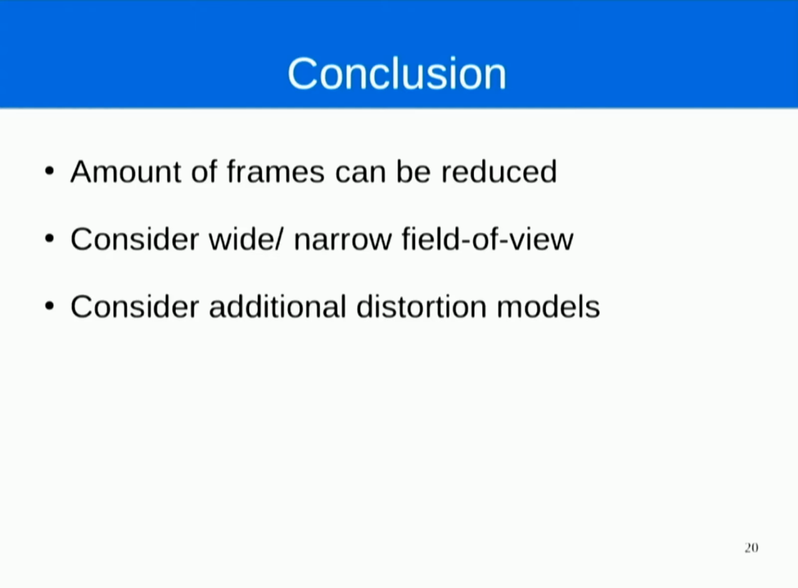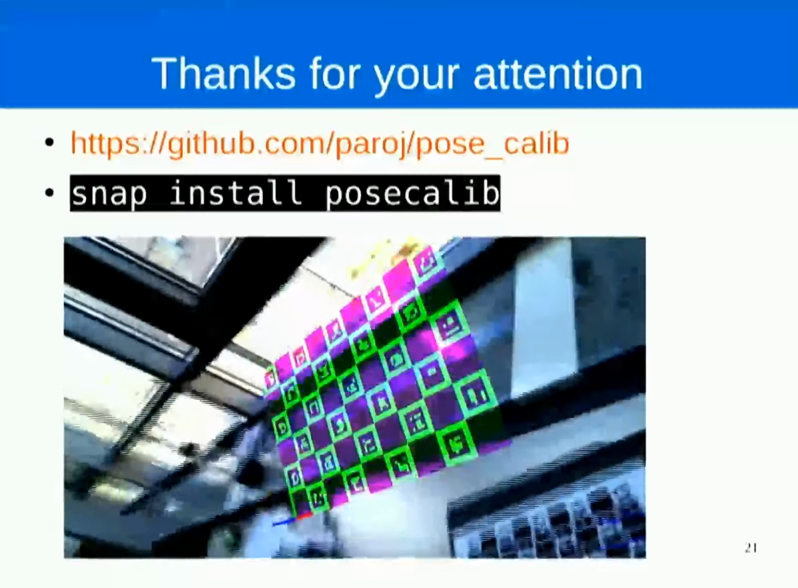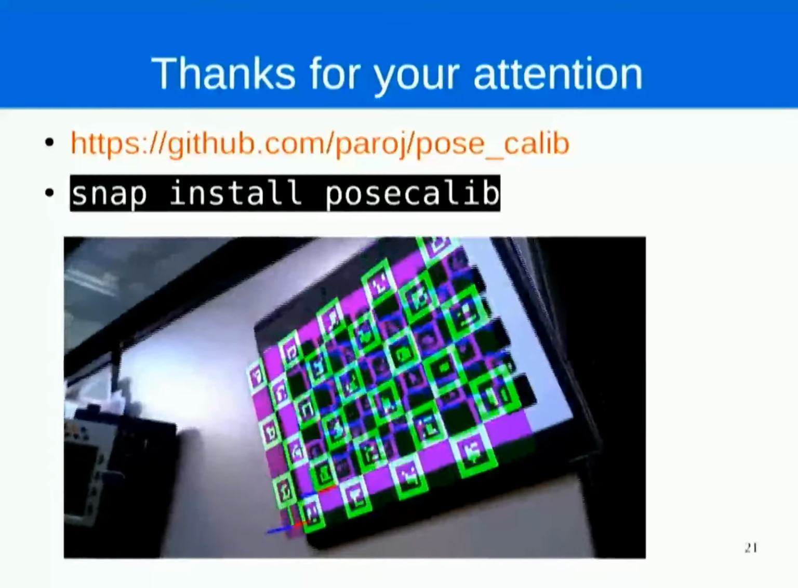Then, to make this generally applicable, we must consider narrow and wide field of view. Think of a telephoto lens. Then you would need to print out a huge pattern to be able to fulfill the pose suggestions. And this is more of future work. We could also consider additional distortion models beyond radial and tangential distortion. Here you see our tool in action proposing the poses.